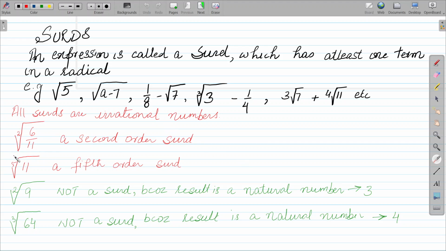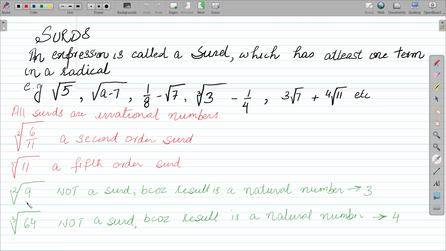Like over here, if you look at it, this surd is in the ratio of 6 divided by 11, and you have to take out its square root. Okay, so because you are taking out its square root, it is called a second order surd. If we have this 11 in a surd, and you look over here, there is basically a 5 written, so it is going to be a fifth order surd.